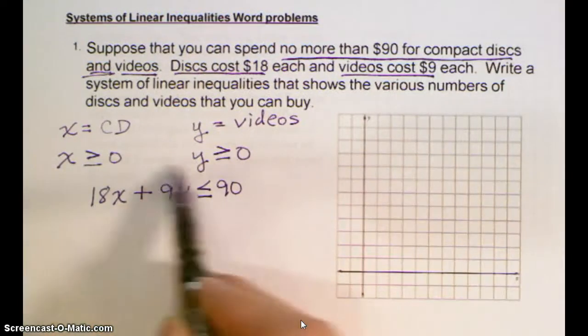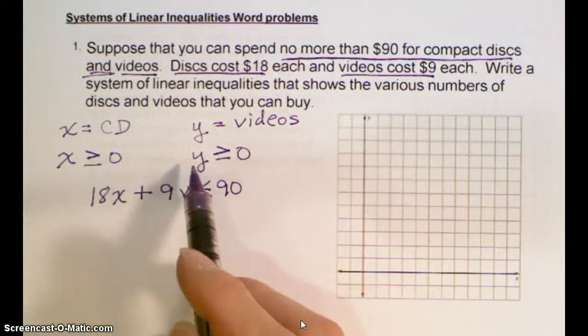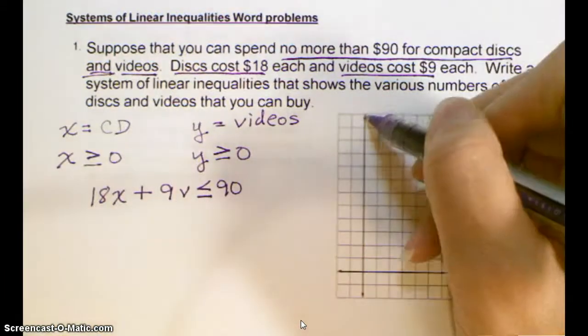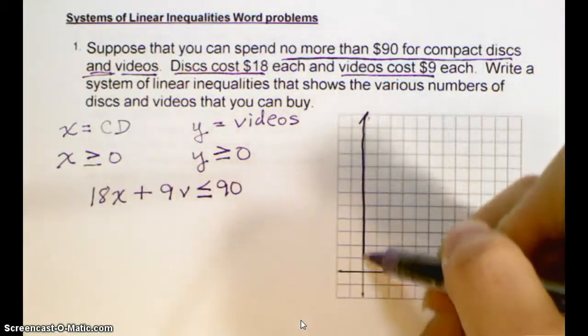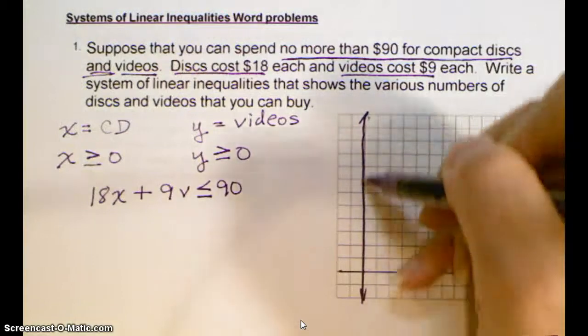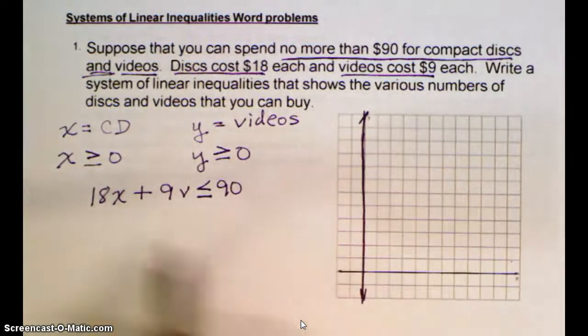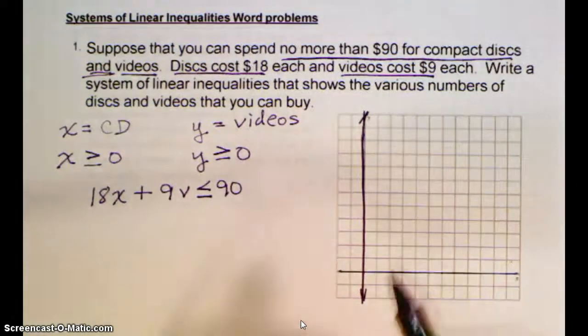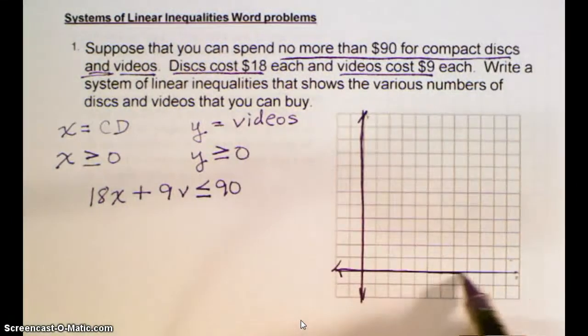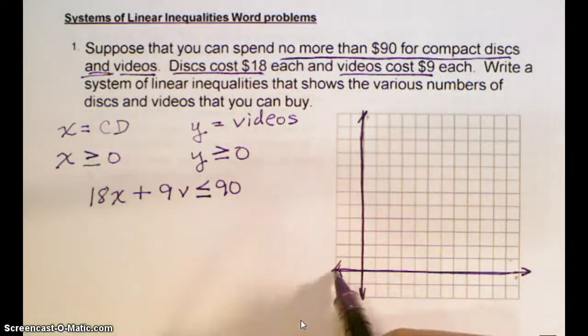I'm going to go ahead and do these two first. If all x's are greater than or equal to 0, that's going to be this boundary line right here. All x's have to be positive, and it's a solid line because it's including 0. All y's have to be greater than or equal to 0, so here's that horizontal.